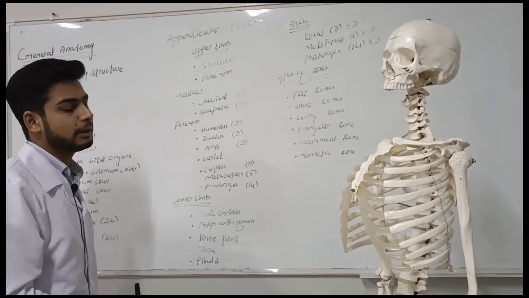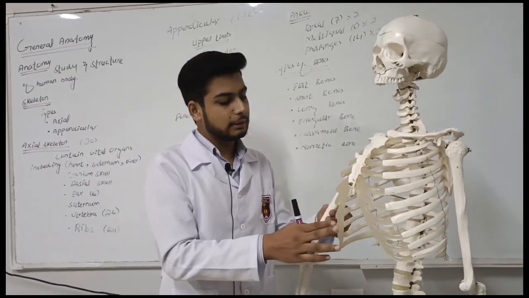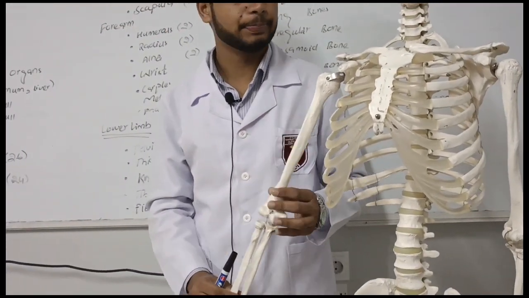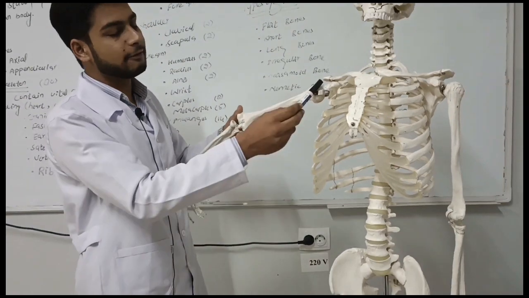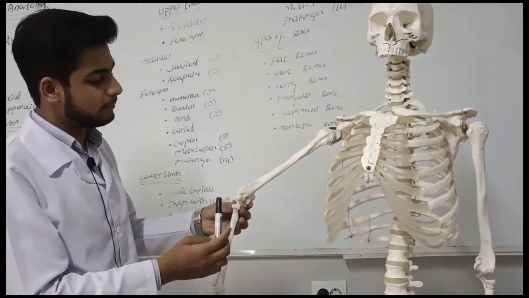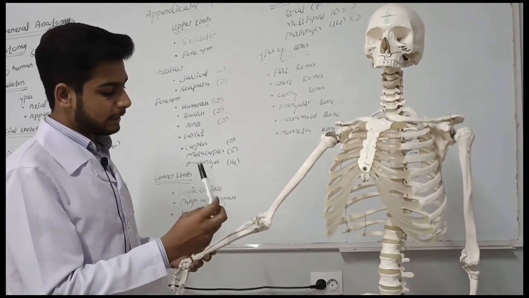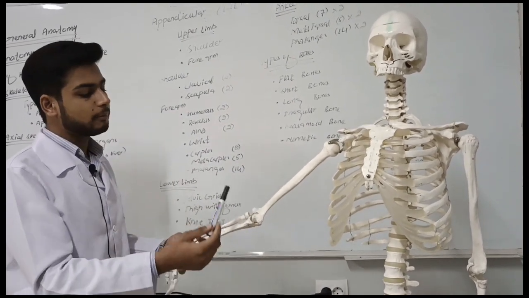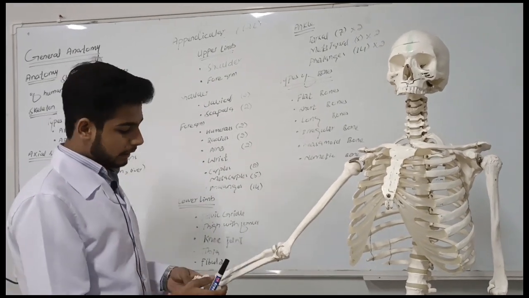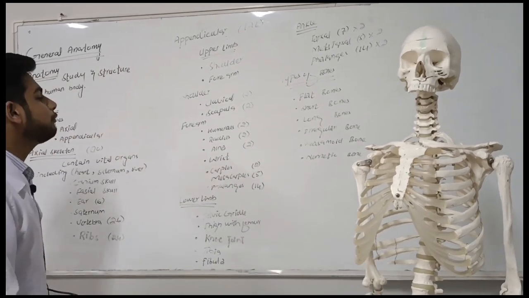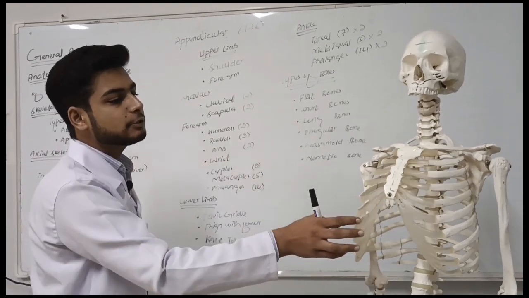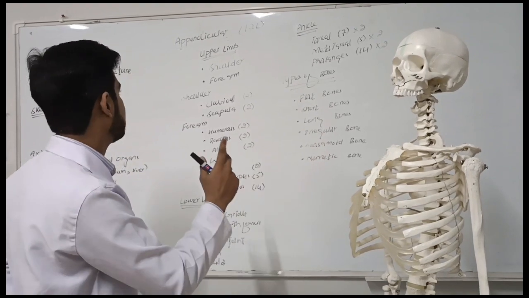Now we discuss the forearm. What is the forearm? The forearm region involves three bones: the humerus, radius and ulna. The humerus starts from the clavicle at the shoulder joint and ends at the elbow, and the radius and ulna start from the elbow and end at the wrist joint.